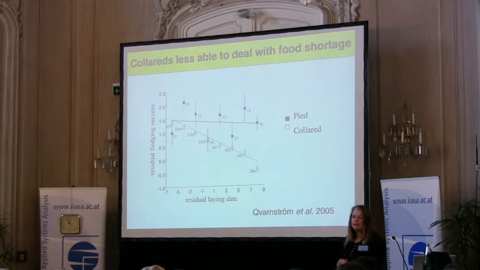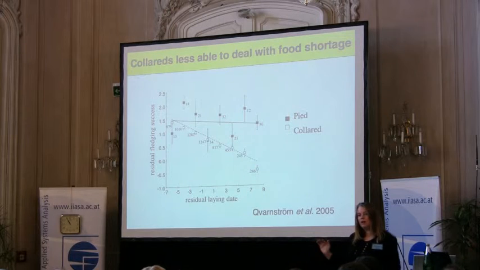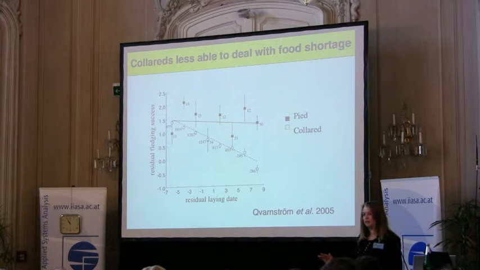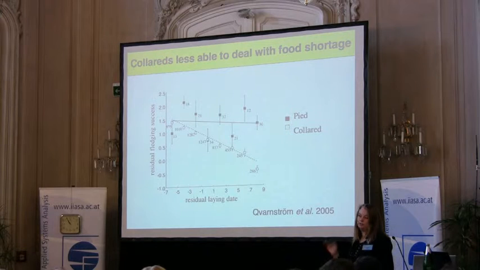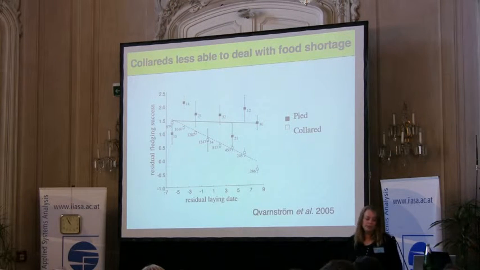And collared flycatchers are less tolerant to decline in food. When we look across the breeding season, the environment gets worse as you wait, because if you breed too late, you have missed the peak in food availability. And this is very bad for collared flycatchers. They have a steep decline in the growth rate of their offspring and also in survival. We don't find the same decline in pied flycatchers. So these differences in life history make them able to deal with different types of environments.